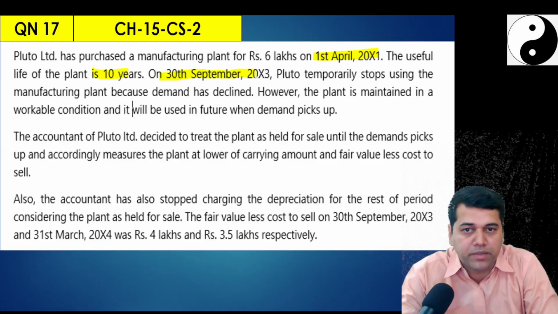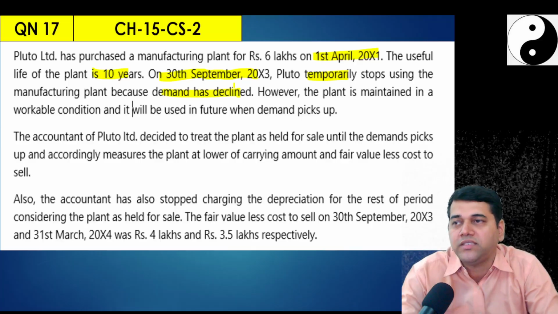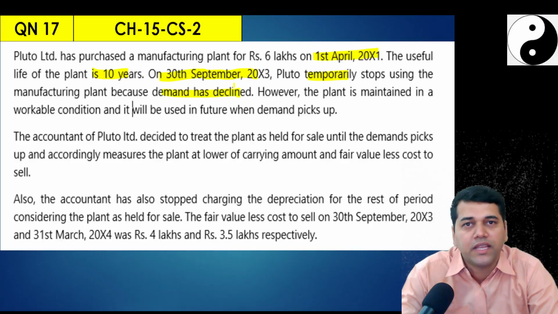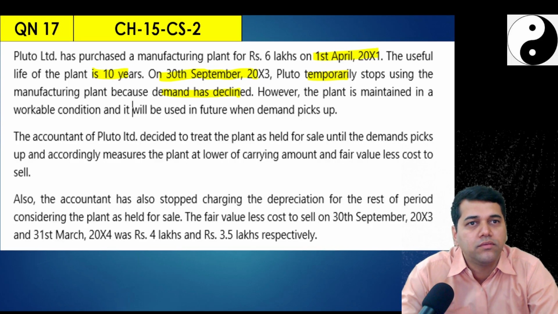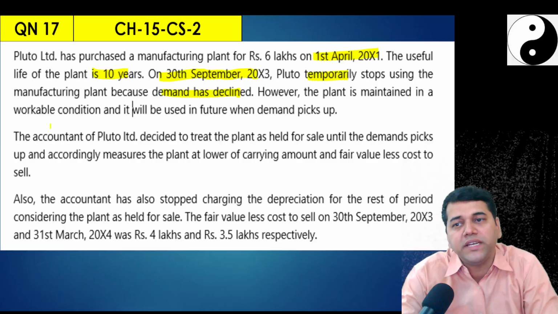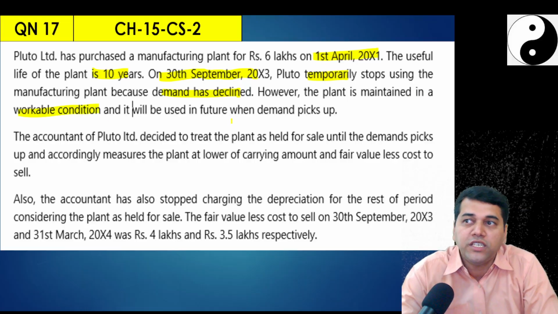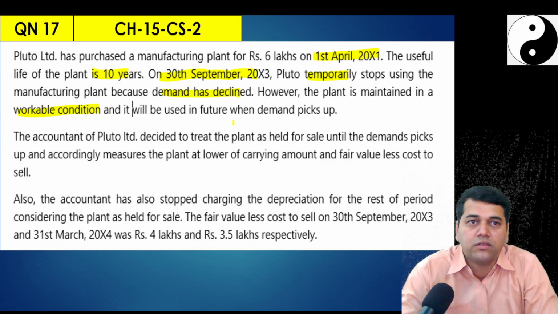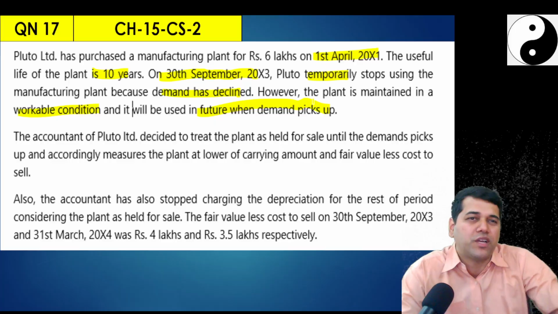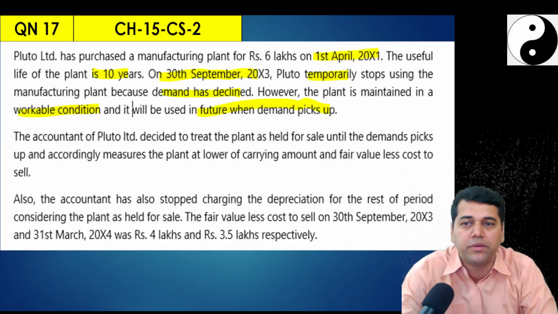Now on 30th September, they temporarily stop using the plant because the demand has declined. Can they do that? That is a business decision, no? However, the plant is maintained in workable condition because you may need it any time. You didn't shut it down fully, but lowered the level of production and just maintain it on a standby basis.